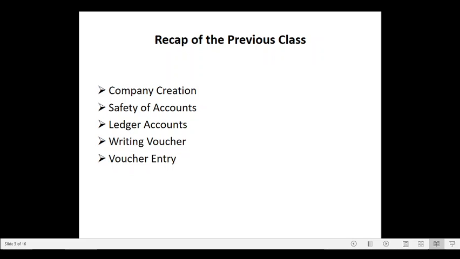We also understood how to create ledger account and we understood there are two predetermined ledgers in Tally ERP9, which is cash account and profit and loss account. We understood as to what is a voucher and how to write a voucher or to make a voucher entry. A voucher is a document containing the details of a financial transaction. By default, Tally provides 21 types of voucher, having both accounting voucher and inventory voucher.